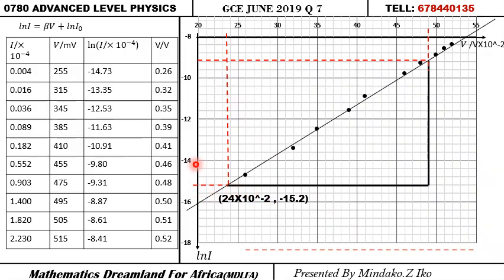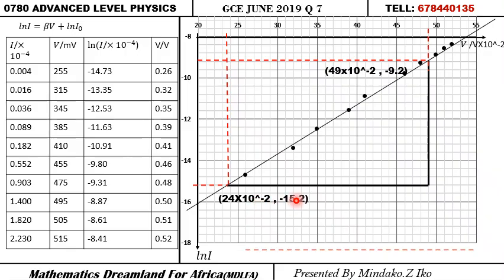let's read these other values here. We are moving from negative 14 going downward. We know that one small line is 0.4. How many of them are there? 1, 2, 3. So I'm on the third one. I will take 0.4 times 3 and add the answer to this negative 14. So I will have negative 15.2. That's why I have 24 times 10 to the minus 2, comma, negative 15.2.